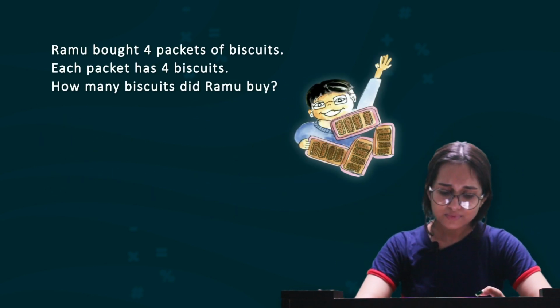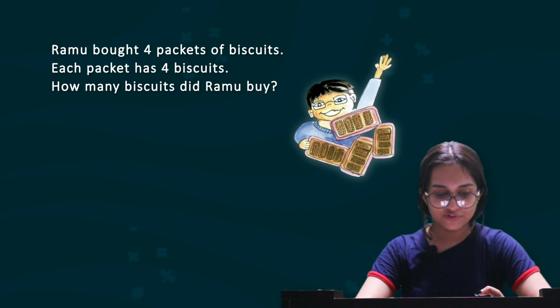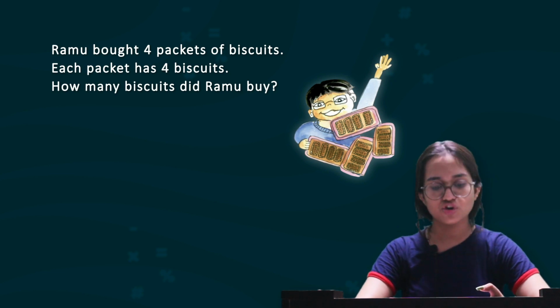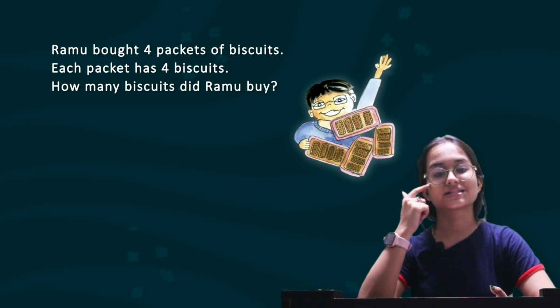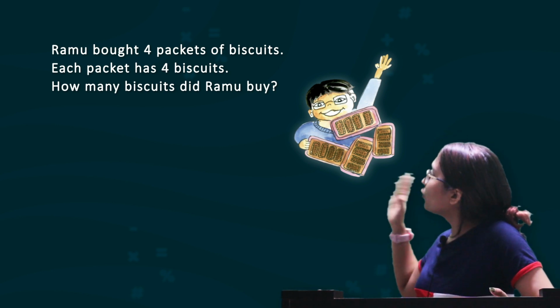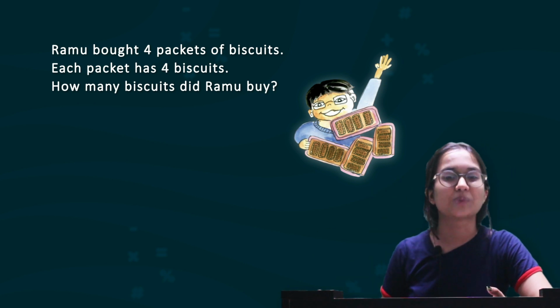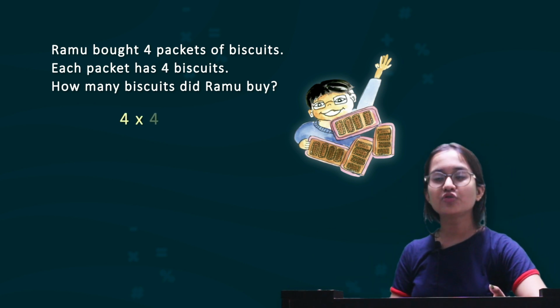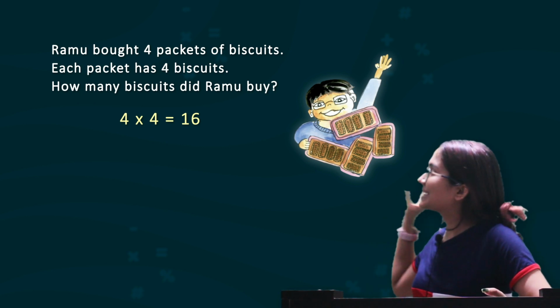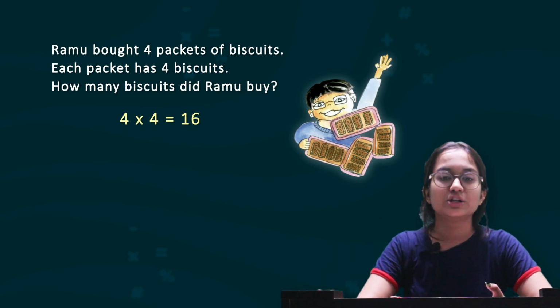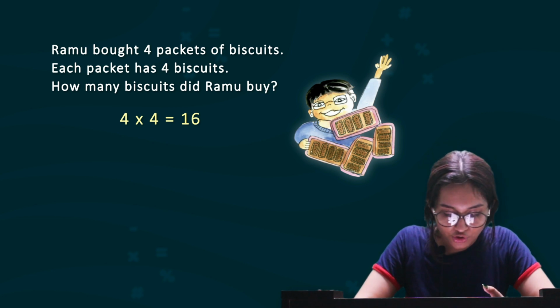Then there are some word problems given here. Ranu bought 4 packets of biscuits. Each packet has 4 biscuits. So how many biscuits did Ranu buy? There were 4 packets, 4 biscuits in each packet. That means 4 into 4, which will give you 16. So this was a word problem, but the concept will remain the same. You need to answer the next question on your own.